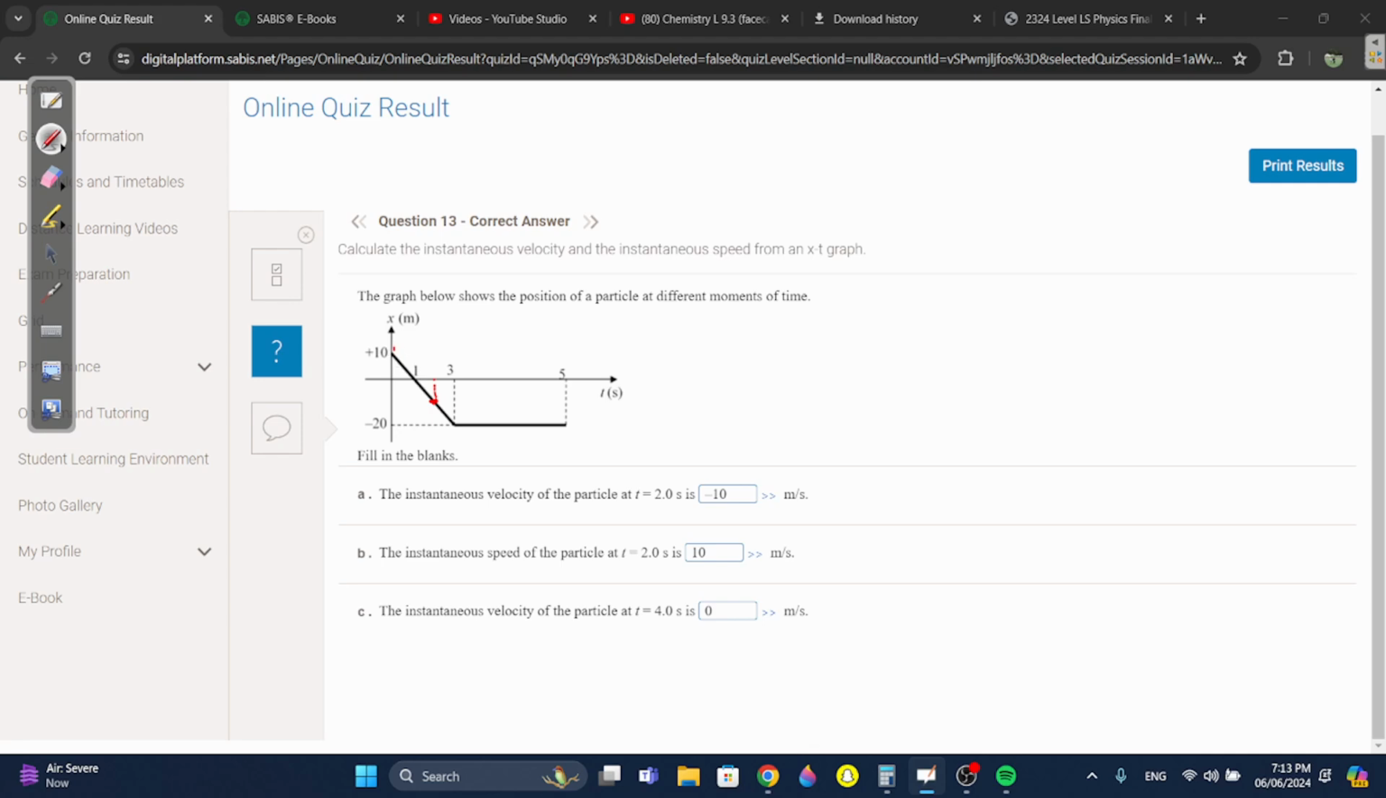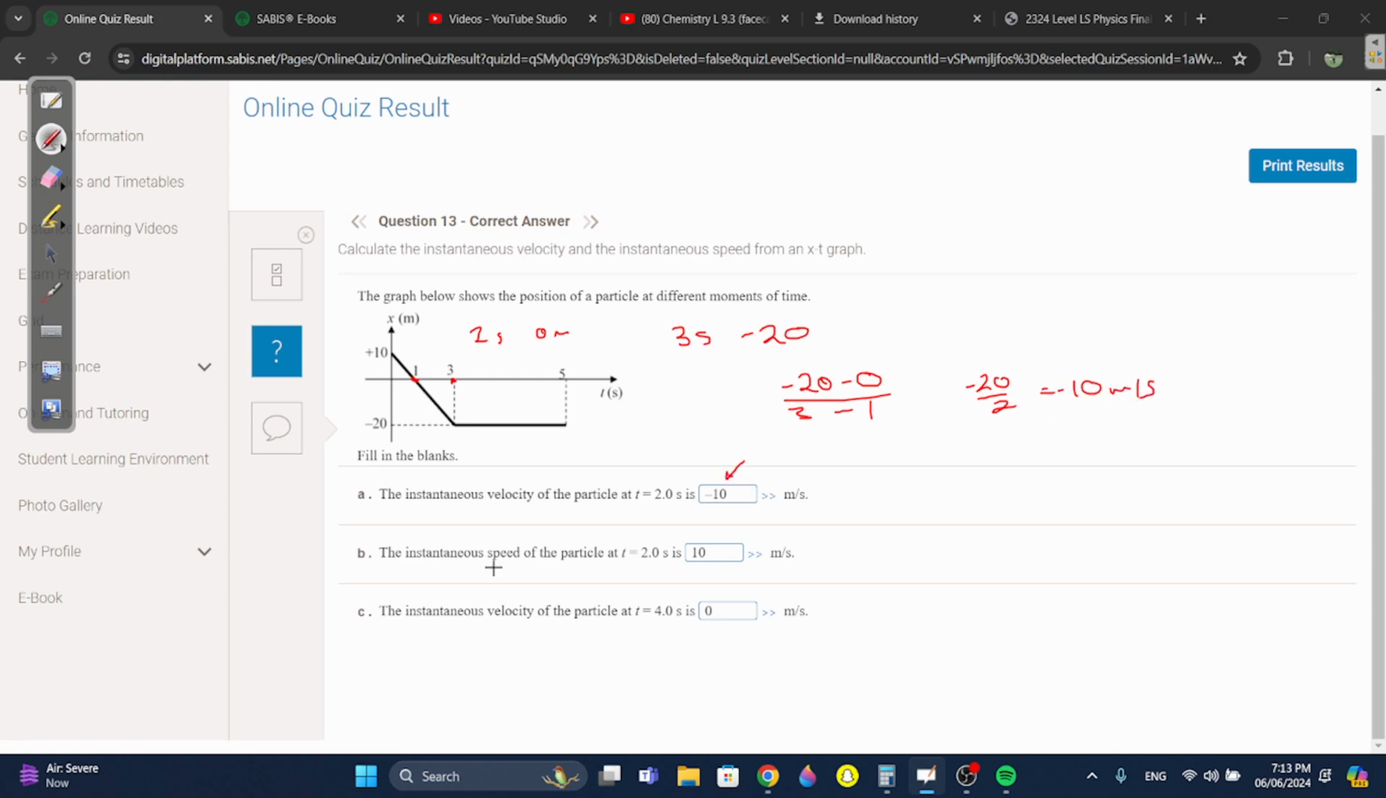And since it's on a straight line, what did we always say about straight lines? That they have a constant speed throughout the whole line. So if I find the speed between 1 second and 3 seconds, it's going to be the same speed as at 2 seconds. Let's find the speed of this line. It's the same thing as just finding the slope. So at 1 second, my x is 0, and at 3 seconds, it's negative 20 meters. Final minus initial: negative 20 minus 0, over time final minus time initial, 3 minus 1. You get negative 20 over 2, which is negative 10 meters per second.